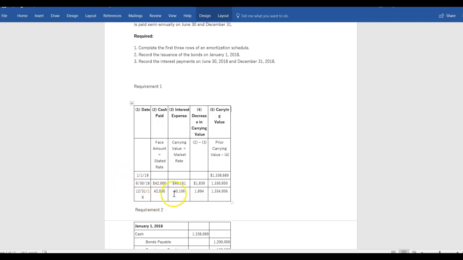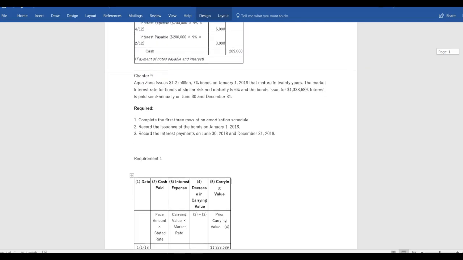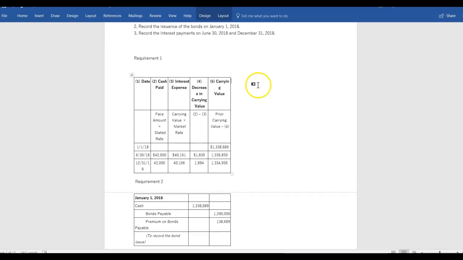The cash paid will always be the same. It's going to be the face amount of the loan times the stated rate. Face amount is $1.2 million times the stated rate, which is going to give us the $42,000 in cash.